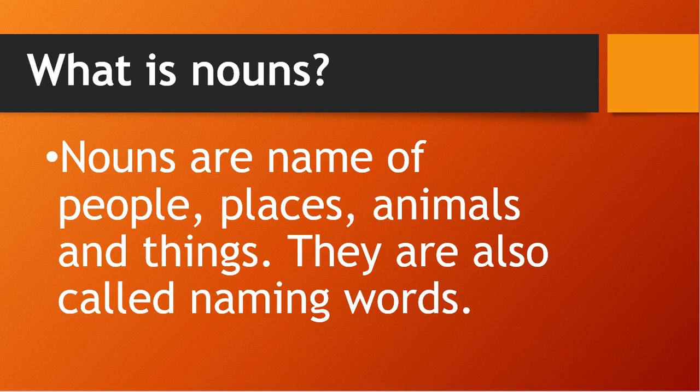And we say we have a ball pen. I have five ball pens. So this ball pen is a thing. All these things we call nouns. So nouns are names of people, places, animals, or things. They are also called naming words because we are giving a name to them.